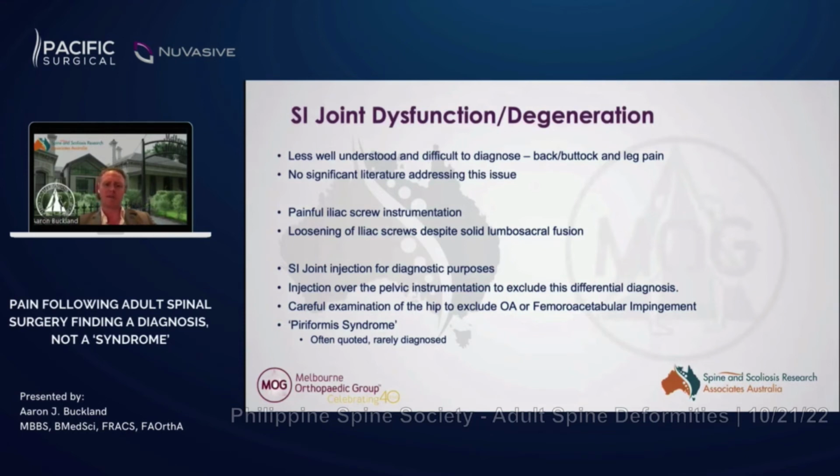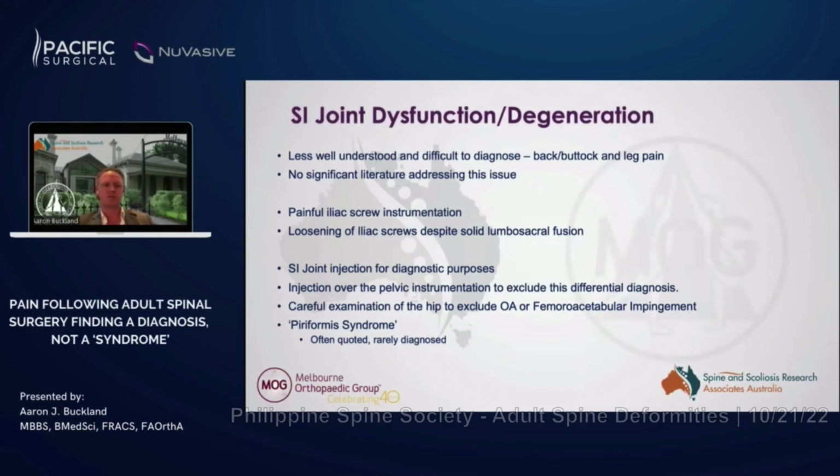I always carefully examine the hip to look for osteoarthritis and femoroacetabular impingement as well, and piriformis syndrome, when I'm considering SI dysfunction. I can't say I've ever actually seen piriformis syndrome. It's often quoted but rarely diagnosed. But don't forget about these other pathologies that may cause buttock pain, which we've so often just attributed to our pelvic instrumentation.